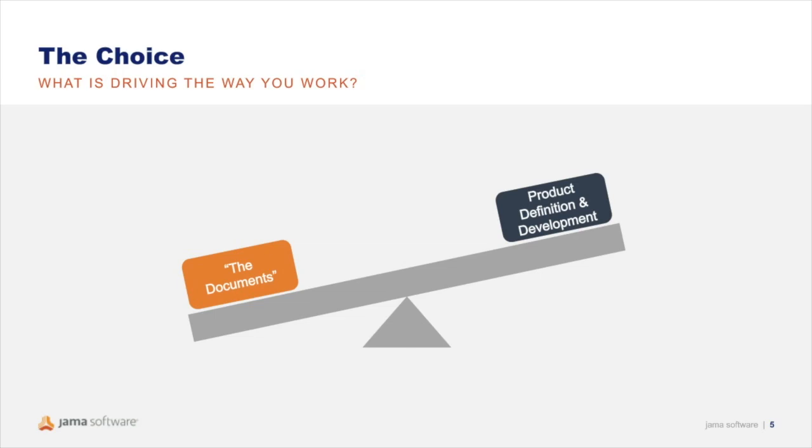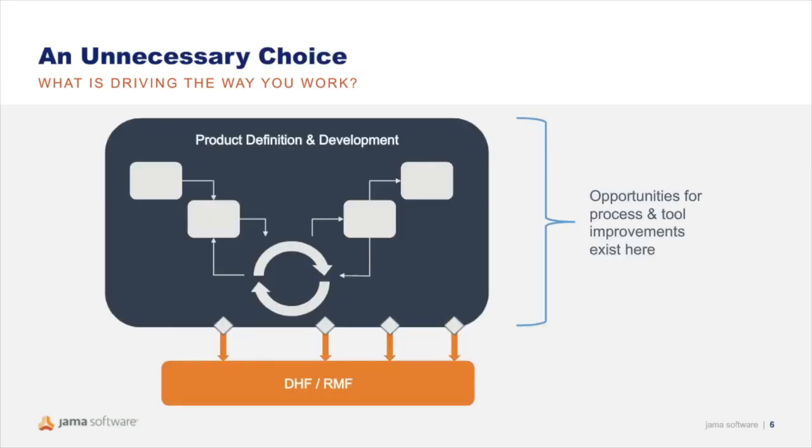And our assertion here at JAMA is that having to prioritize the documentation needs over the product definition and development process and tools is really unnecessary. In fact, many times what feels like a prioritization of the documents over all else is really just a symptom of using documentation tools like Word or Excel to manage product development activities. And we see this a lot.